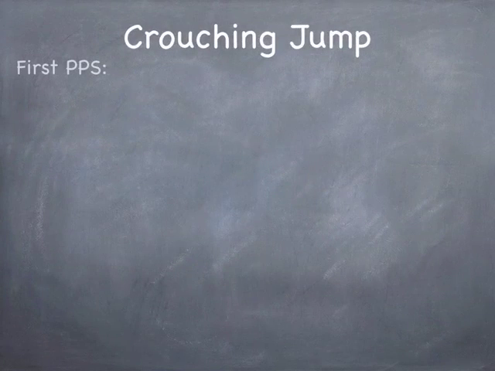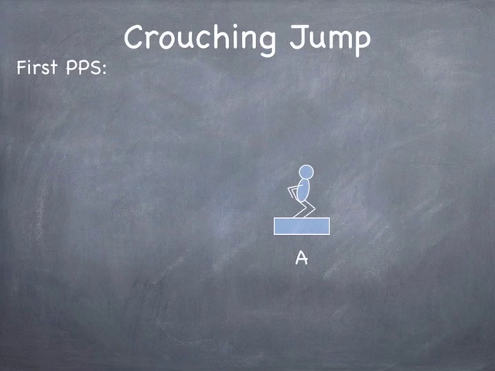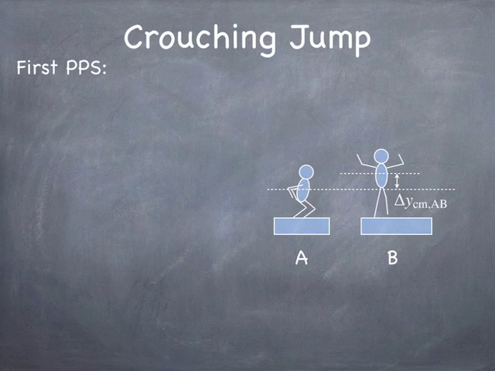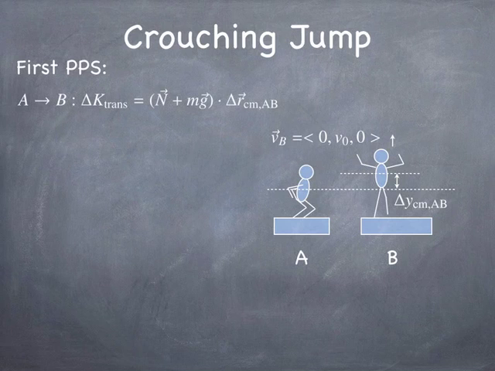Let's look at that. So we're going to work out the point particle system first. They're going to crouch down, and then they're going to jump. So I have two images here. One is before they start moving as they're crouched down, and the second image is just as they're about to leave the floor, so they're completely uncrouched and they're moving with some velocity upward, but the speed is v0. So we can use the point particle system result that the change in the translational kinetic energy is equal to the net force on the point particle system times the displacement of the center of mass.